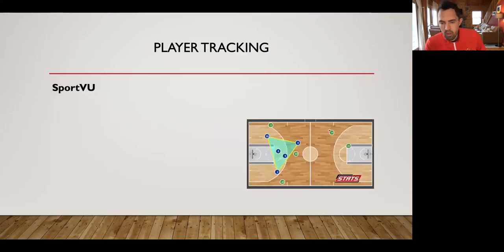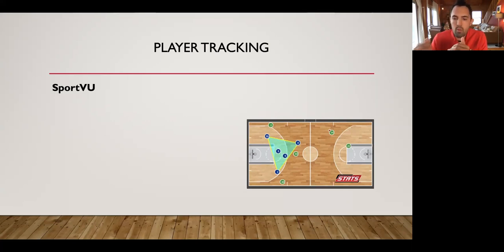So Sport View, I'm not sure who in the audience is familiar with Sport View, probably most of you, but Sport View is a company that came along around 2005, and they basically took this Israeli missile tracking technology and pointed it at a soccer field. And they said, hey, if we can track missiles, we can track people, right?